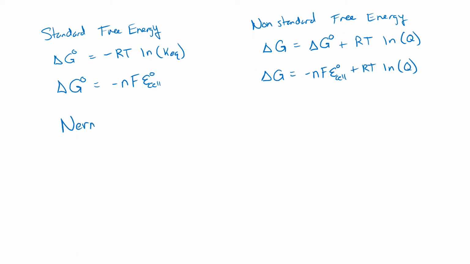So Nernst said that, well, if the standard free energy is equal to the standard reduction potential, we can just say the non-standard free energy is equal to, or is related to, the non-standard reduction potential. So he used this E cell only under non-standard conditions.